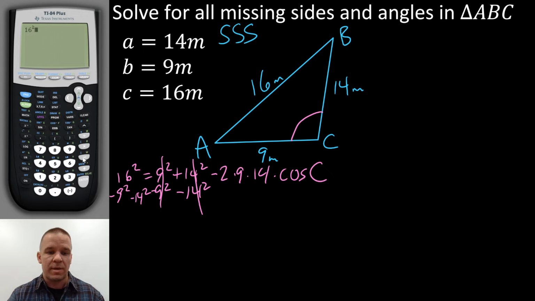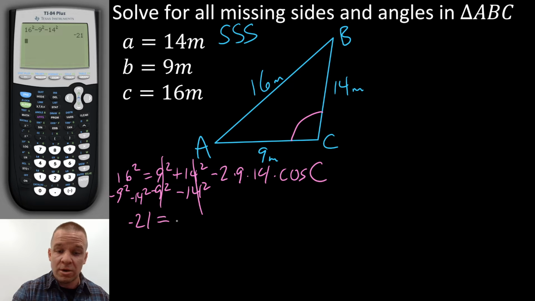So 16 squared minus 9 squared, which I know is 81, right? And I can subtract 14 squared. I think it's 196 or something like that. But who cares? Because I'm just typing it in my calculator. All right, there we go. So we get negative 21. So I have negative 21 equals negative 2 times 9 times 14 times the cosine of angle C.